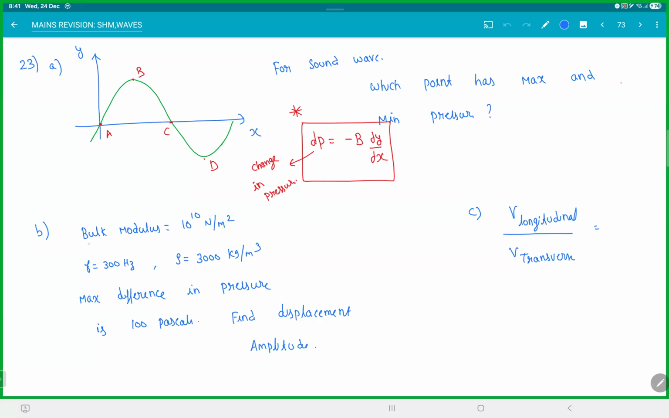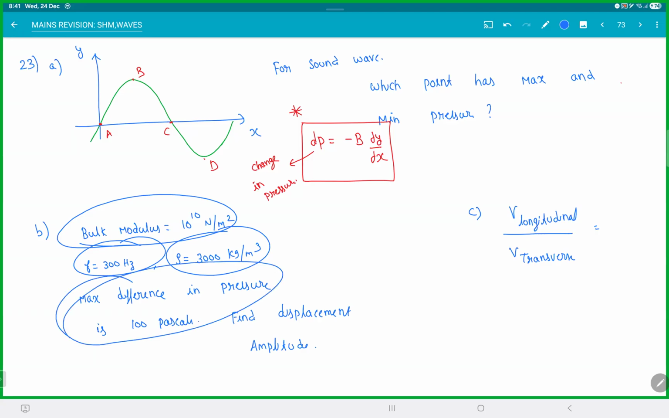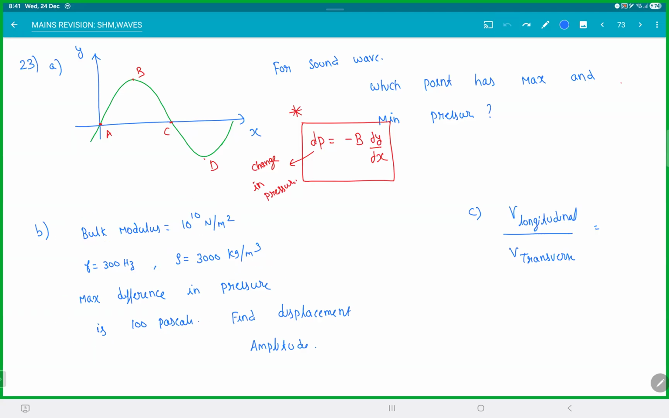Second question: bulk modulus is given, frequency is given, density is given, maximum difference in pressure is 100 pascals. Find the displacement amplitude. Find the ratio of V longitudinal by V transverse wave.